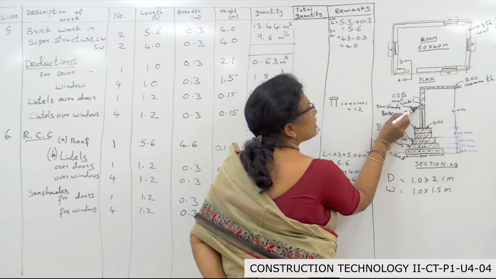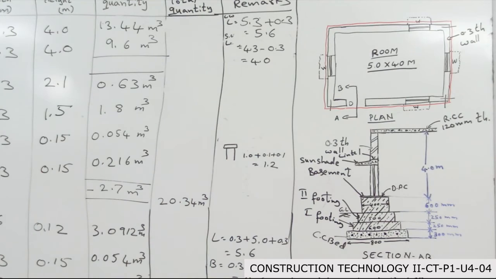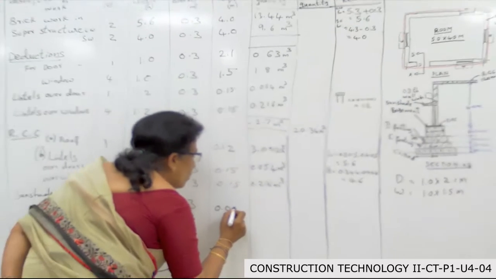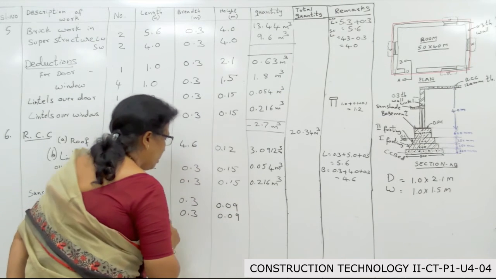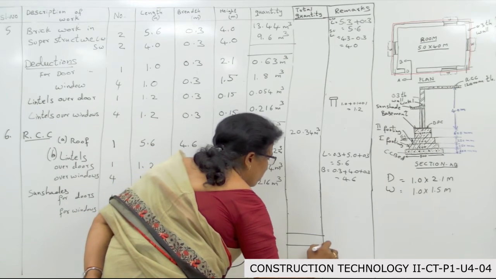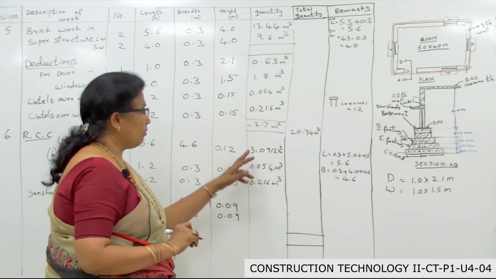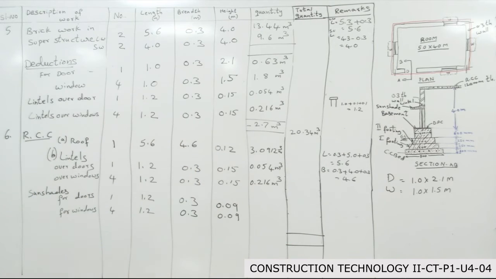Breadth, whatever the thickness of the wall, over that you are going to lay the sunshade, 0.3 and 0.3. And this is the thickness of the sunshade, that is 90 mm thickness. When you convert that into meters, that is 0.09 meters. And here also same thing, 0.0.